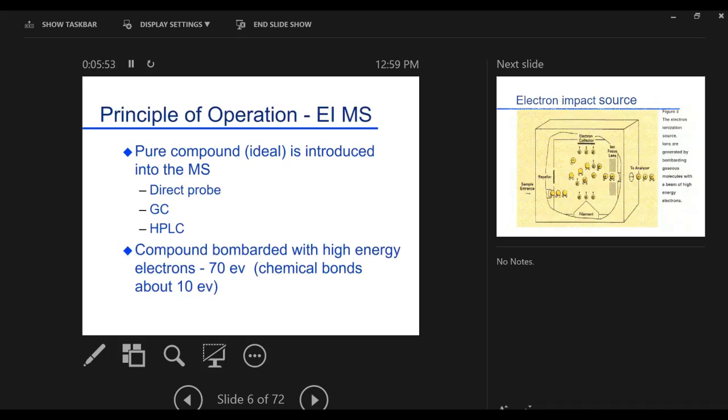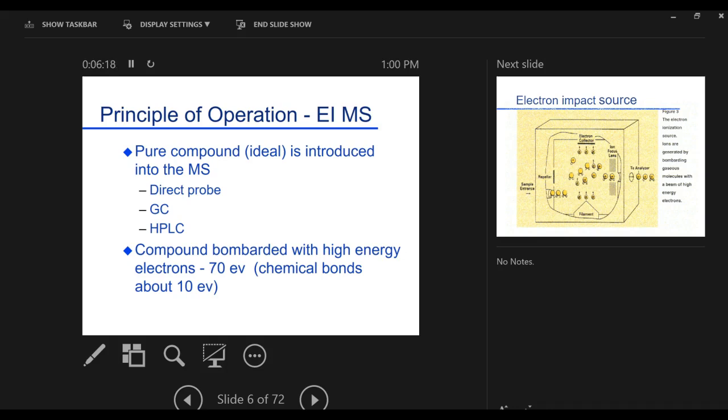Okay, a pure compound is introduced into the MS. There are different ways this can be done. Sometimes we just have two shut-off valves. I open the first shut-off valve, push a nice tube in that's a good tight fit, and open up the second valve and push it in. I can simply put a metal probe into the instrument.